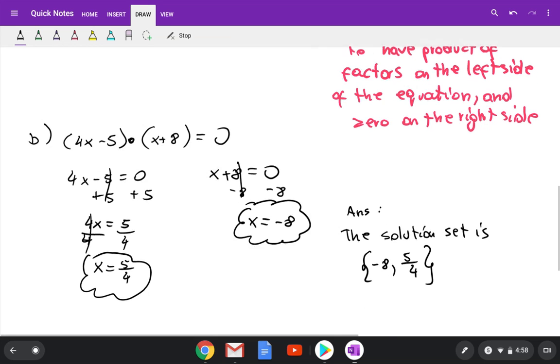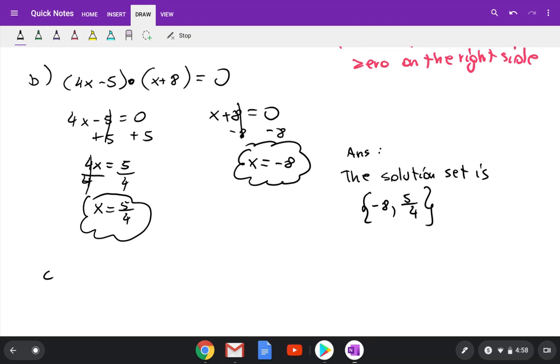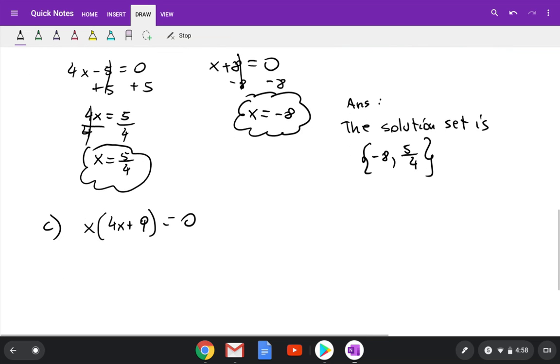Okay, let's do one more with the zero product rule. So I'm giving you the equation x times 4x plus 9. Here, this equation is also ready to use the zero product rule.